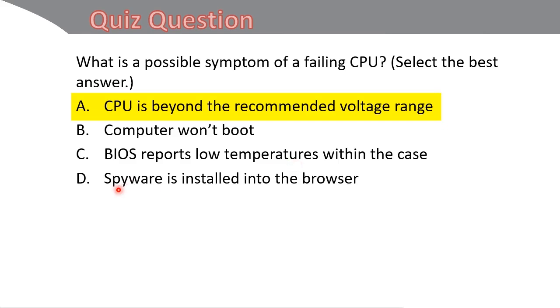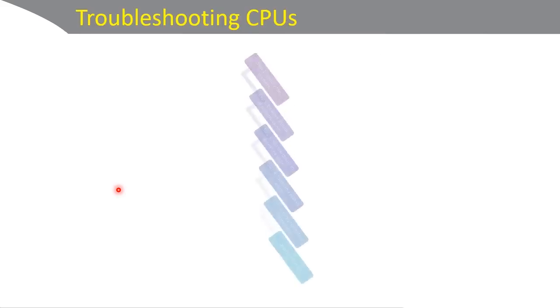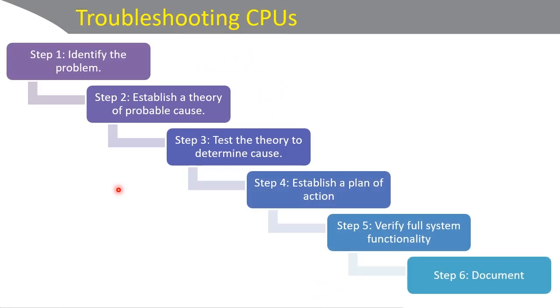And spyware is unrelated in this case, but it could mimic some of the symptoms of a failing CPU, and you have to learn how to differentiate between the hardware and the software, which we talk more about as we go through these videos. So remember your 6-step troubleshooting process for CPUs.